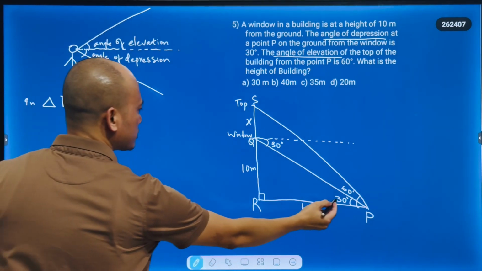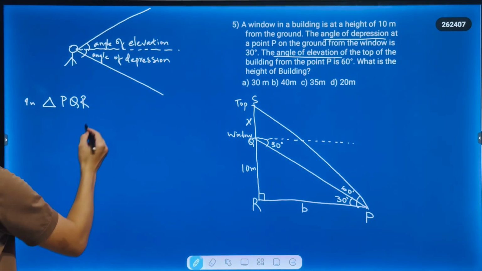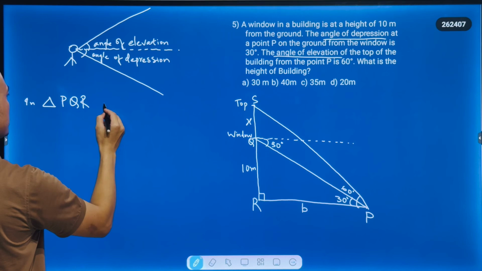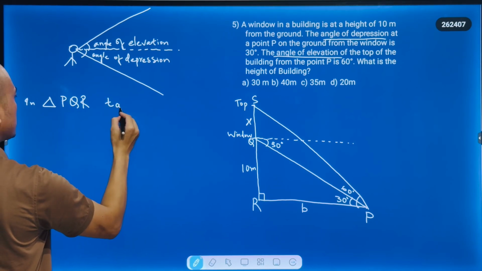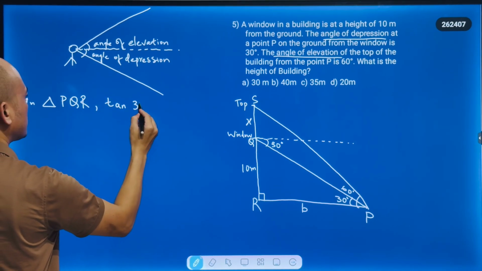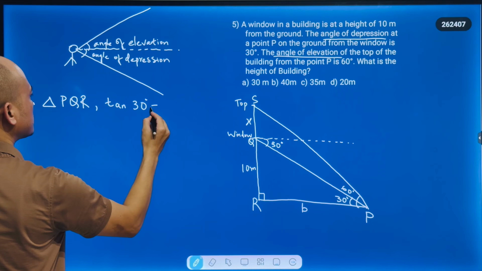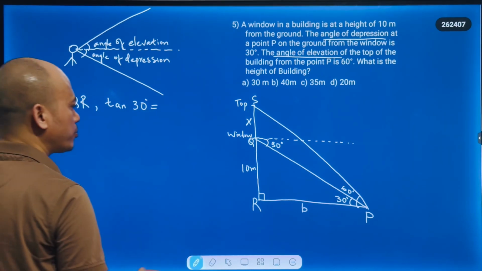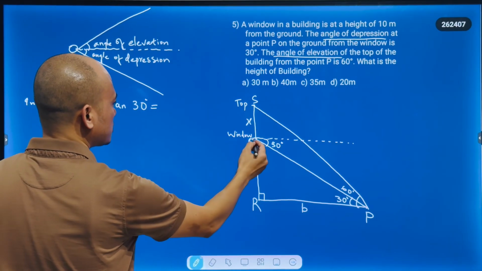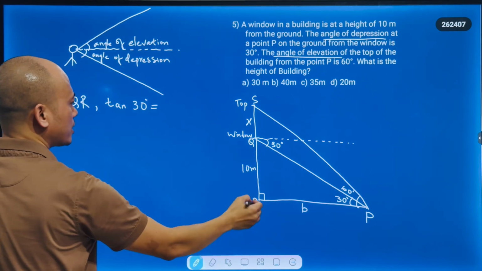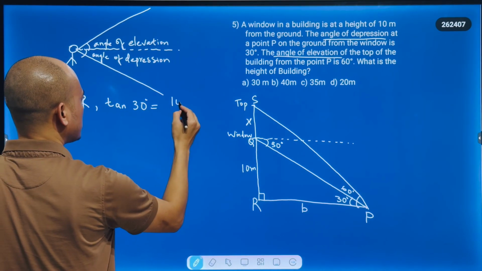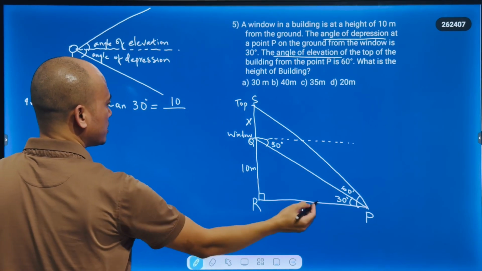Now the angle is 30 degrees, so tan 30 degrees is equal to P by B, perpendicular by base. Where is the height? This is the perpendicular, and B means the base.